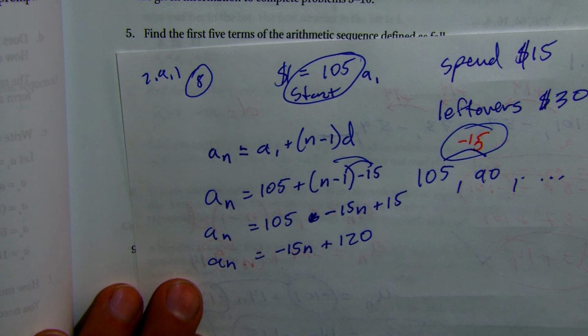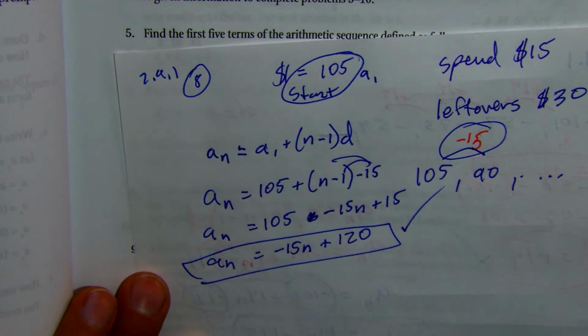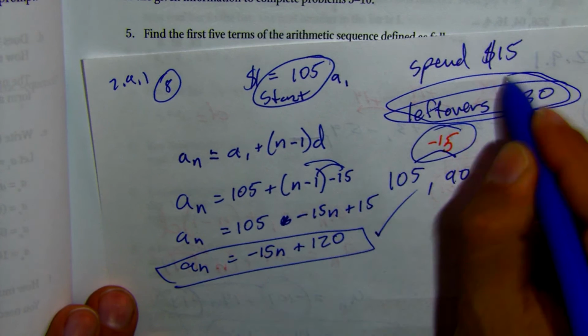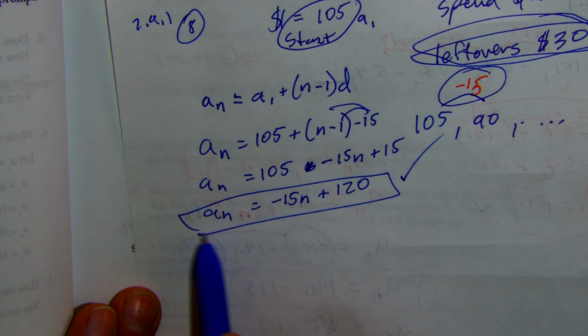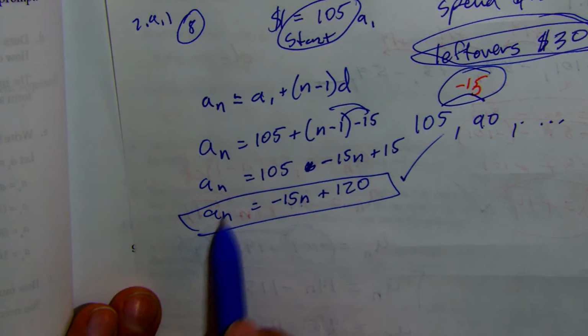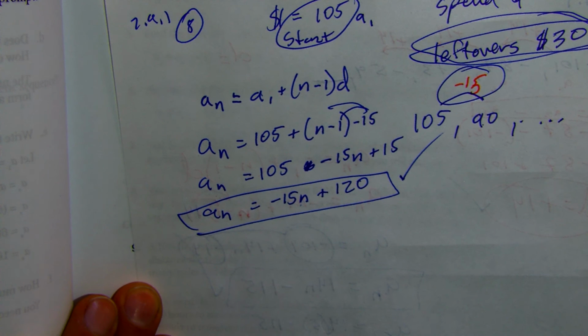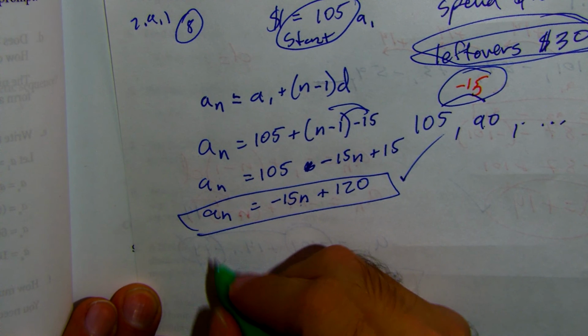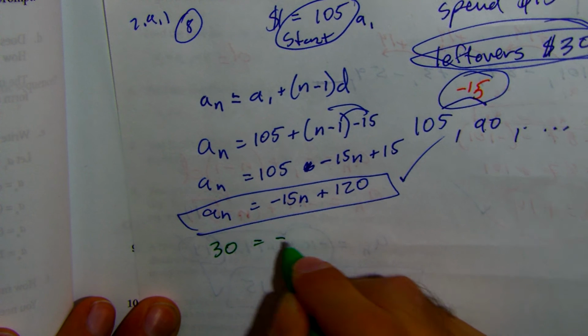Now here's the thing, because this is the explicit formula, that was part of it, good. Now if we want to have $30 left over, we need to see what term will give us $30. What term gives us $30 as our total? So for the second part of the question, to find how many days to have $30 left, I'm going to solve it for n with a total of 30.